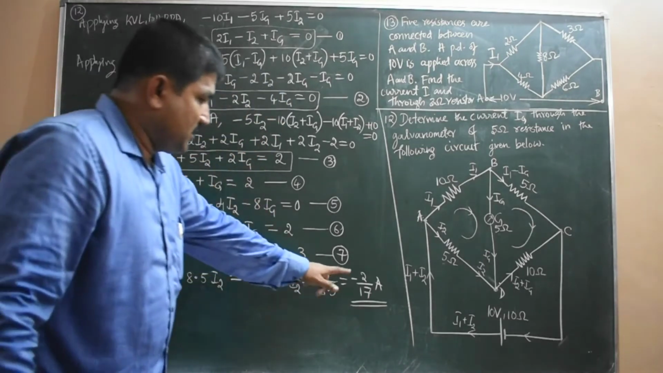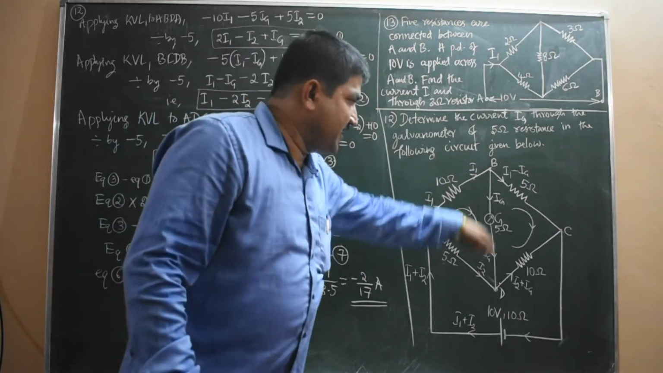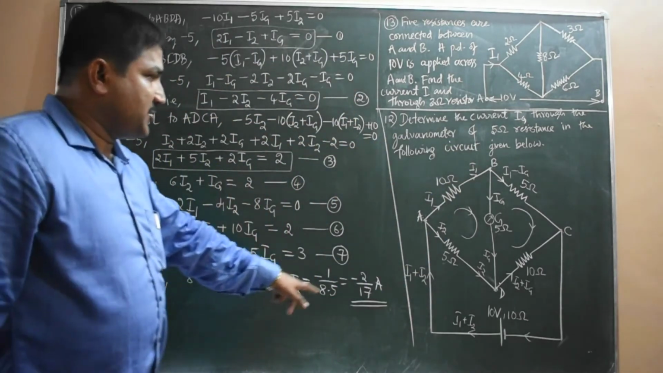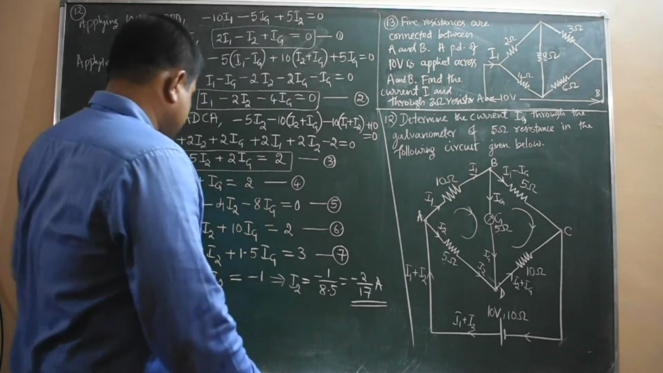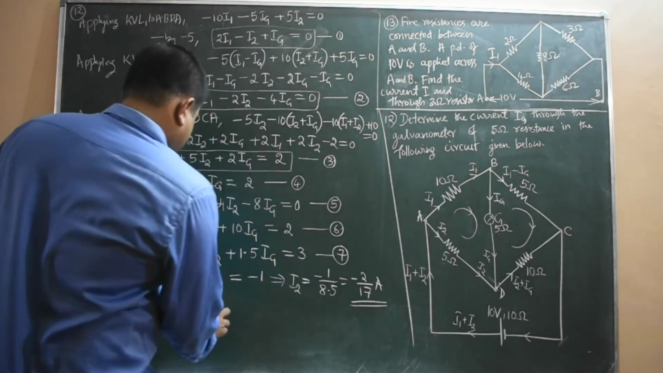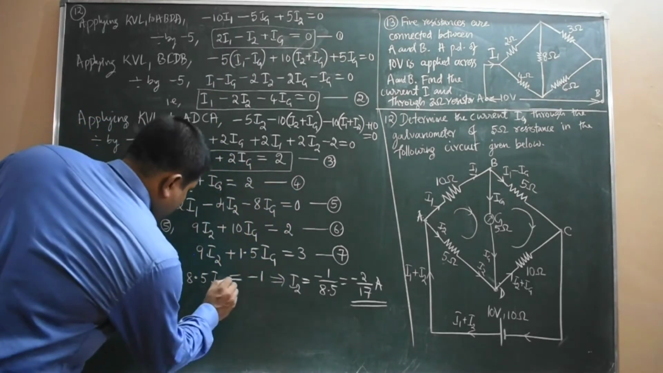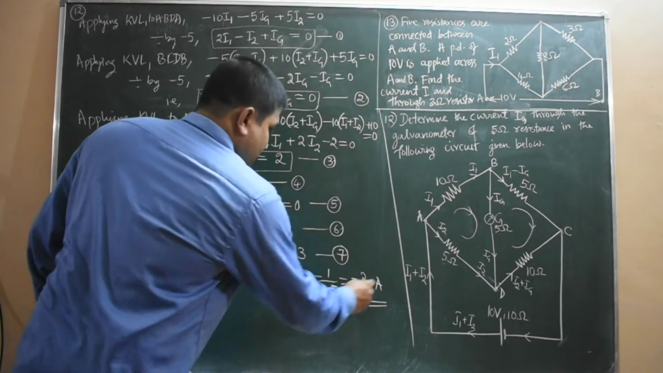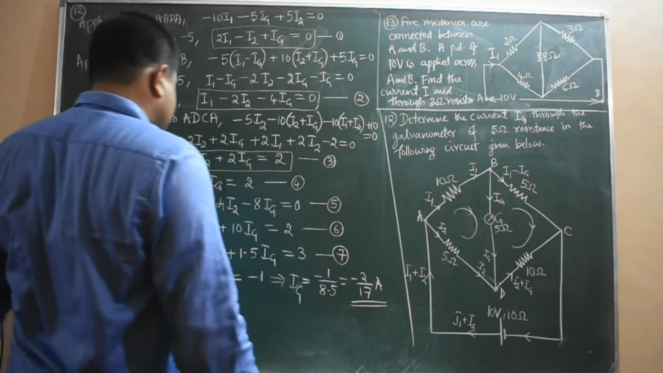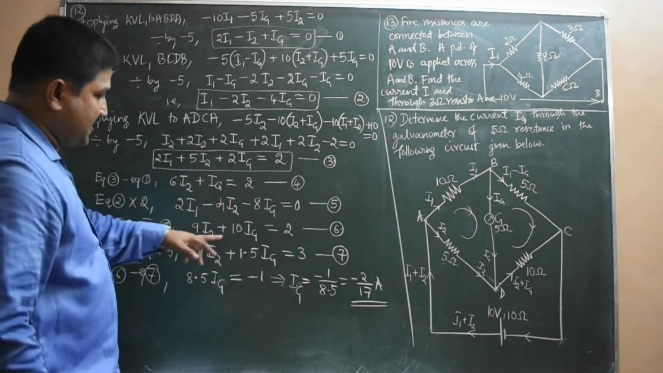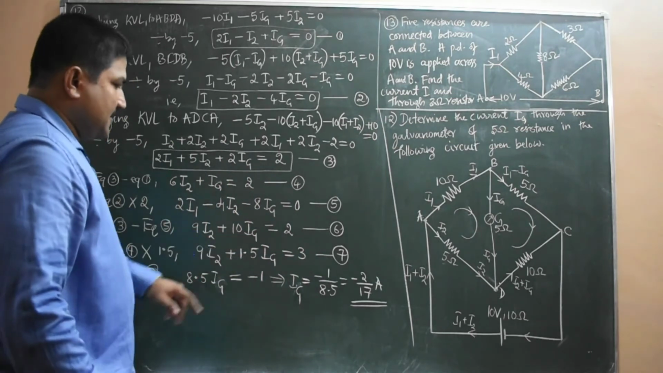Now this minus sign indicates the current IG is minus 2 by 17 ampere. Because 9 I2 cancelled, only 8.5 Ig is there, by mistake I wrote I2.